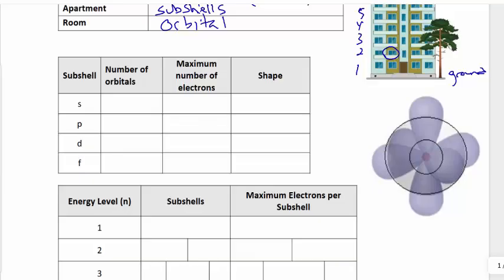The type of subshell gives you the number of orbitals. So the S subshell has 1 orbital, the P subshell has 3 orbitals, the D subshell has 5 orbitals, and the F subshell has 7 orbitals. This would be similar to the size of the apartment, like if it had a 1-room apartment or a 3-room apartment.